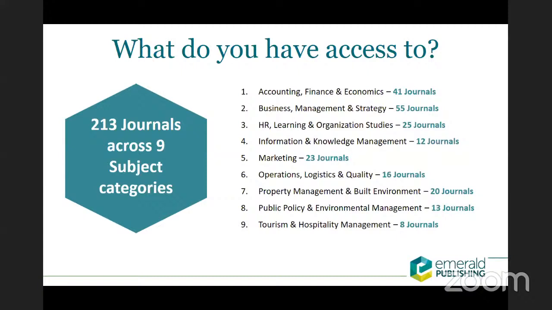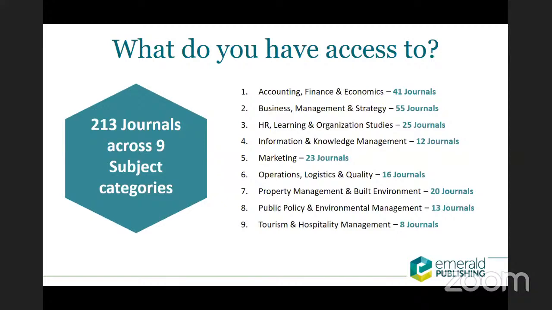Marketing has 23 journals. Operations, Logistics and Quality has 16 journals. Property Management and Built Environment has 20 journals. Public Policy and Environmental Management has 13. Last but not the least, Tourism and Hospitality Management has about 8 journals.